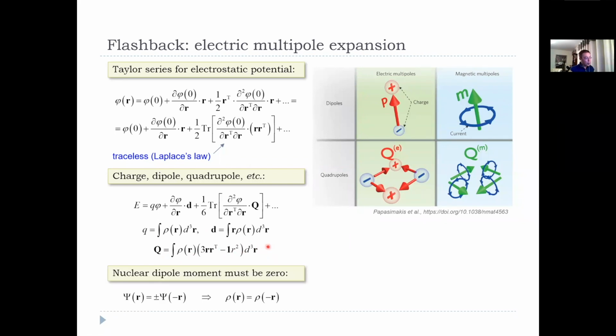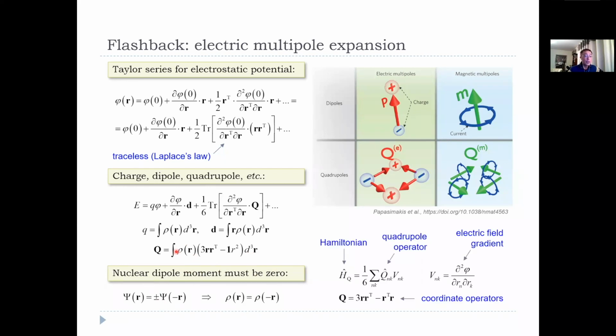Now, what is important is the nuclear dipole moment in the vast majority of cases. You really have to go general relativistic before this breaks. But in the vast majority of cases, because our wave functions are parity eigenfunctions, they are either invariant or they change sign under inversion. Necessarily, the absolute square of that is invariant under coordinate inversion, so there cannot be a dipole moment. It is symmetric with respect to inversions of charge distribution. So the nuclear dipole moment must be 0. So the first electric multipole that we're going to have is the quadrupole.